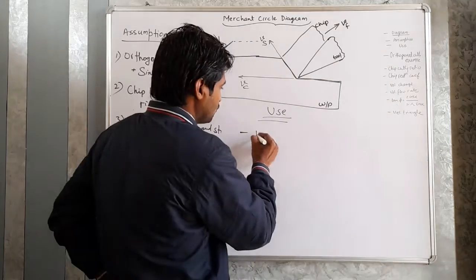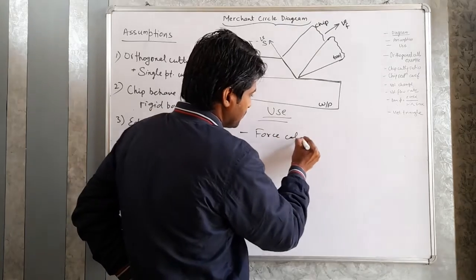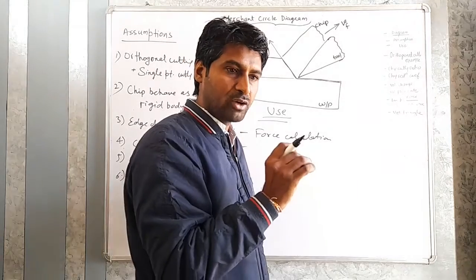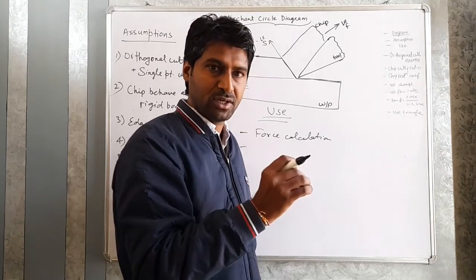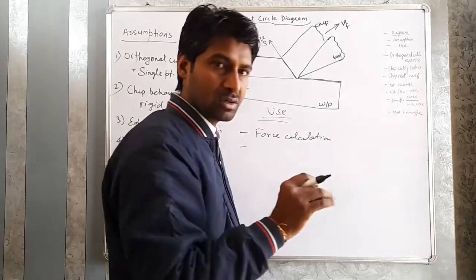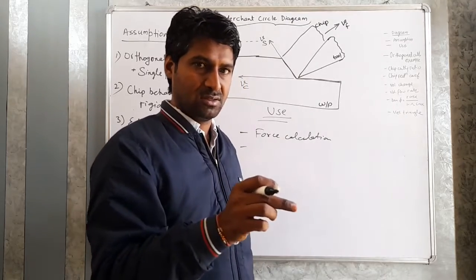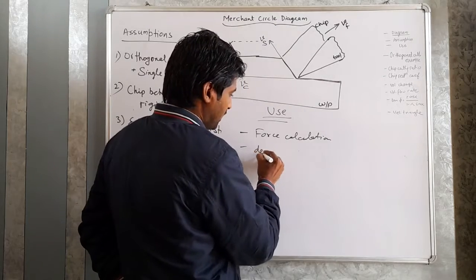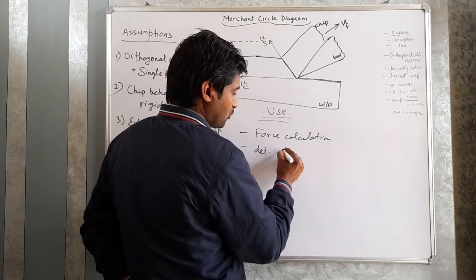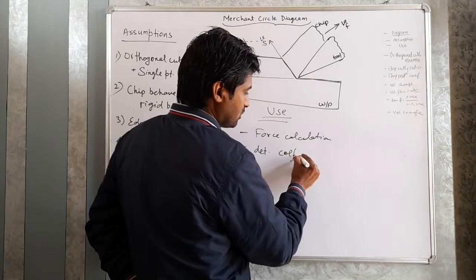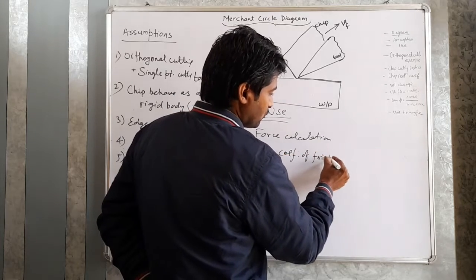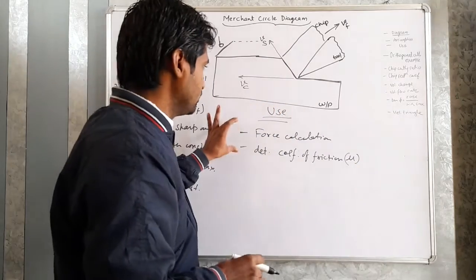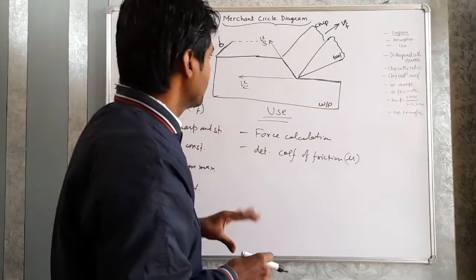So first is force calculation. Second, we can also calculate the coefficient of friction. That will be apparent, not real, but it is almost near to the real coefficient of friction. So we can determine the coefficient of friction, that is mu. So these are the main uses of this Merchant circle diagram.